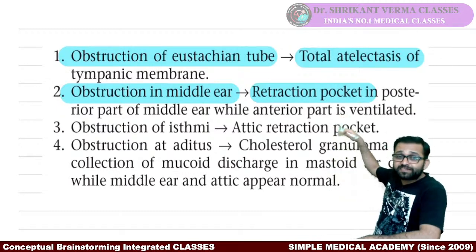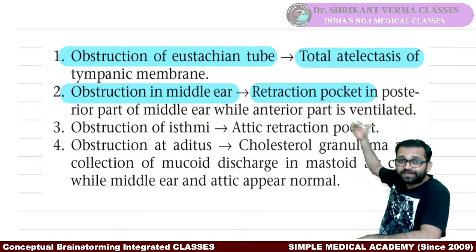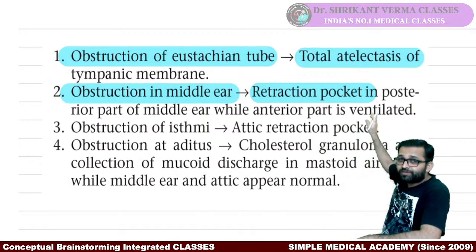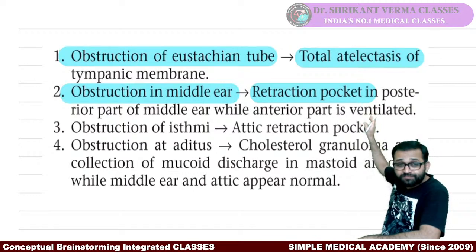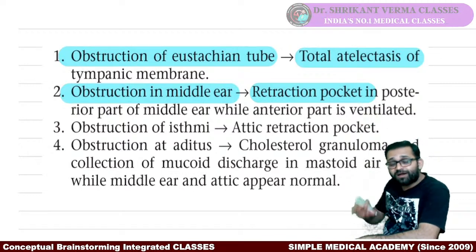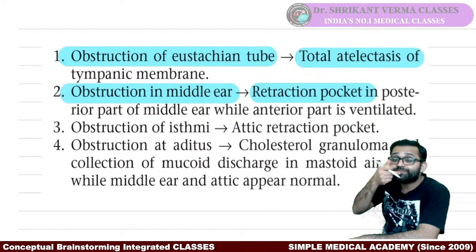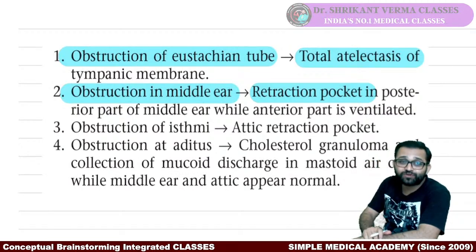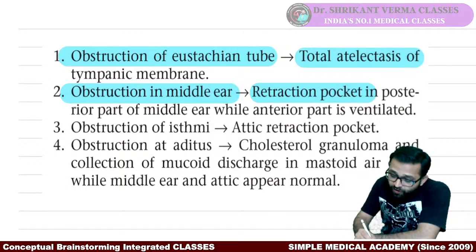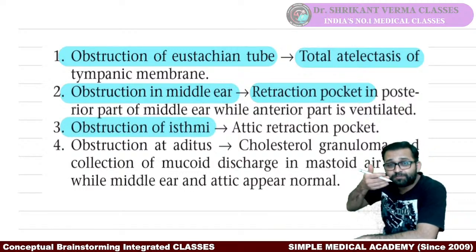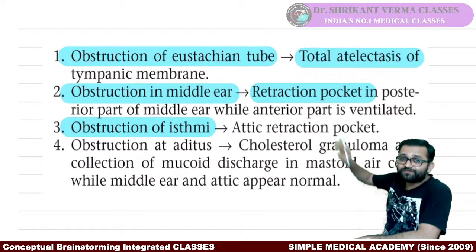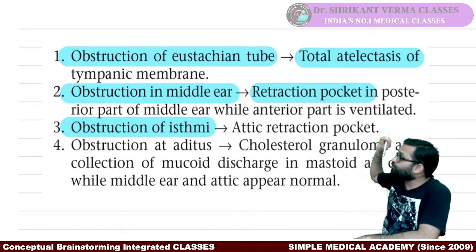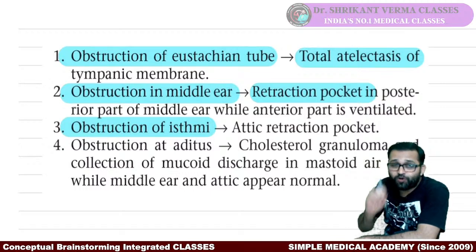And within our middle ear there are two isthmus, anterior isthmus and posterior isthmus. Remember, retraction pocket is formed in this situation in the posterior part, while the anterior part is ventilated because the auditory tube opening is in the anterior part, so proper air keeps reaching there, but the posterior part is blocked. Obstruction of the isthmi, there are two isthmi, anterior isthmus and posterior isthmus. So if these isthmi are getting blocked, the attic portion is showing the small pouch, retraction pocket.